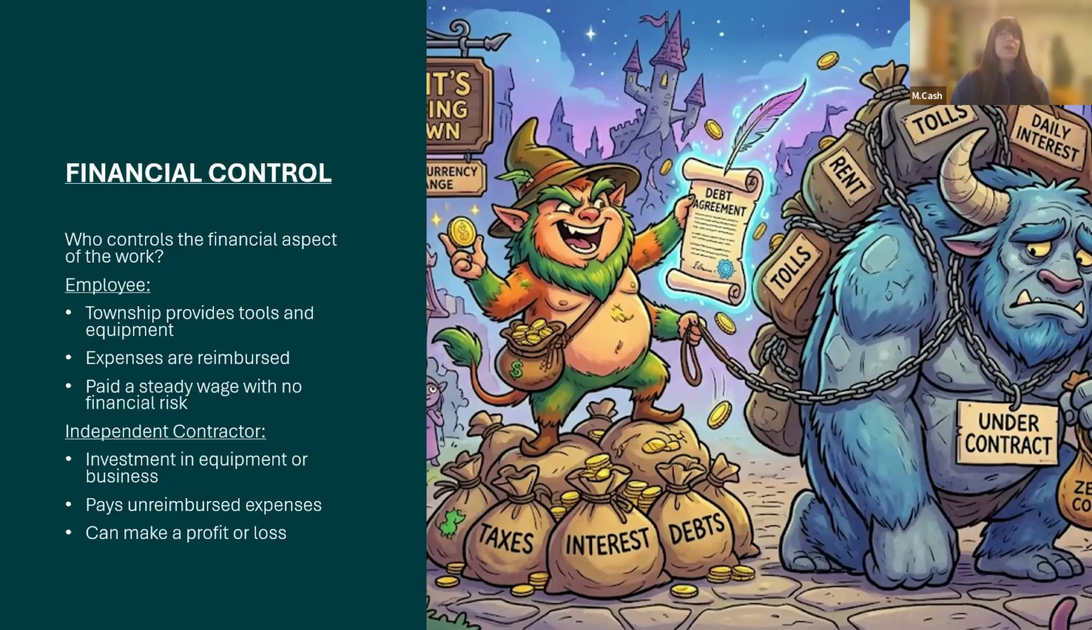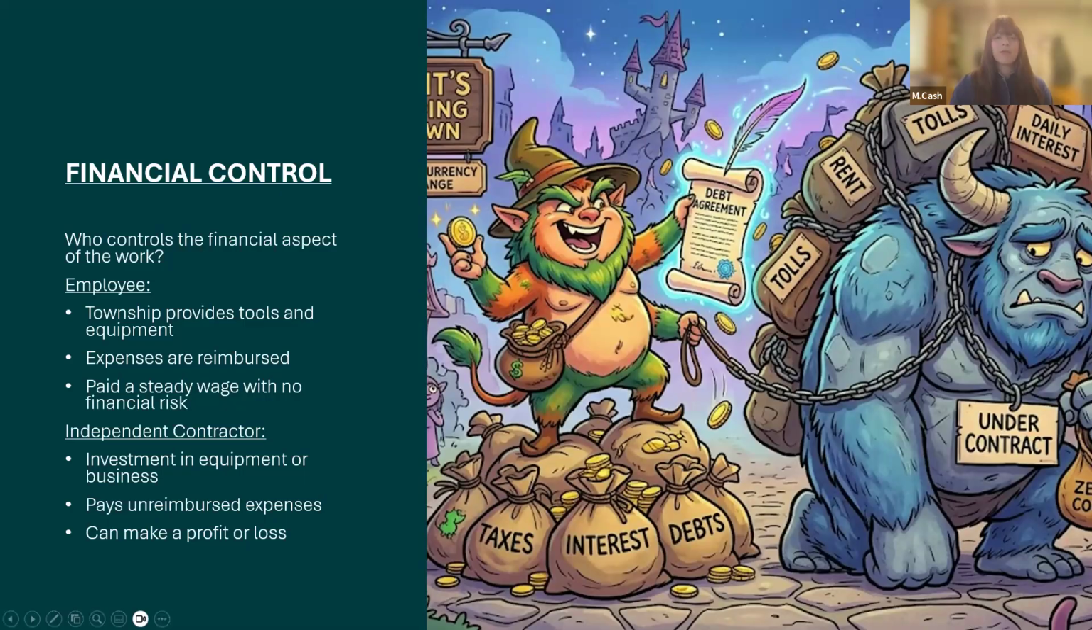So when you're looking at financial control overall, if they're leaning more towards the employee side, the township provides the tools and equipment, expenses are reimbursed, and they're paid at a steady wage with no financial risk to the project. And if they're leaning more towards the contractor side, they would have investments in equipment, they pay for their own expenses, and they could make a profit or a loss. So there's more of a risk there on their behalf.